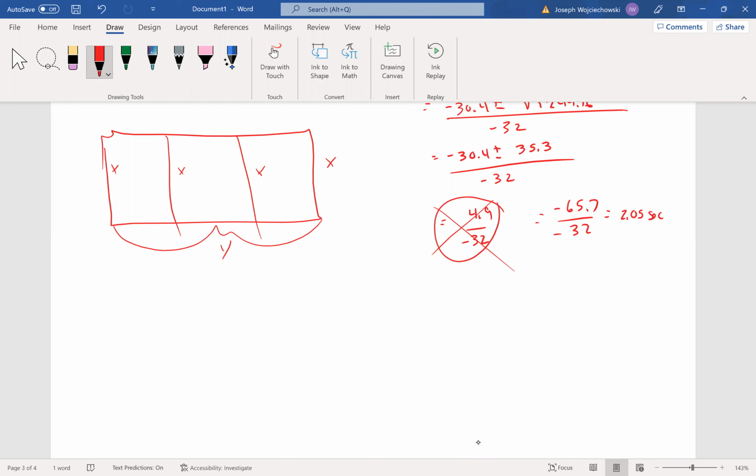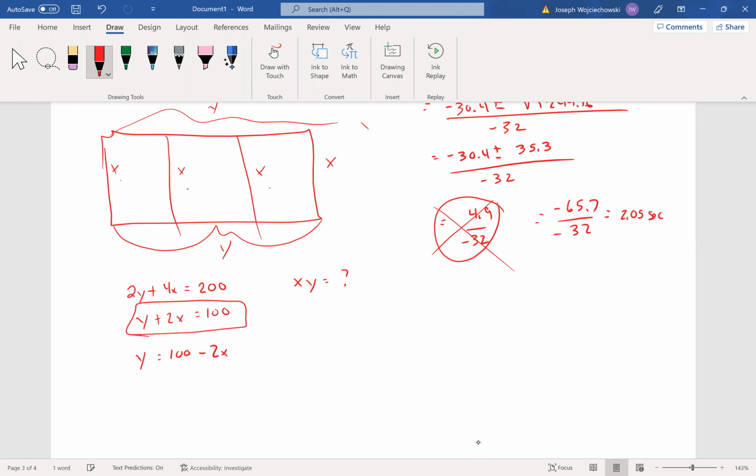So I know my fencing. I have 2y plus 1, 2, 3, 4x. That's going to give me 200 feet of fencing. And really, I can make this easier on myself. y plus 2x equals 100. That's one equation I have. Now, the entire area is xy equals whatever. I don't know. So what I can do is solve for y.